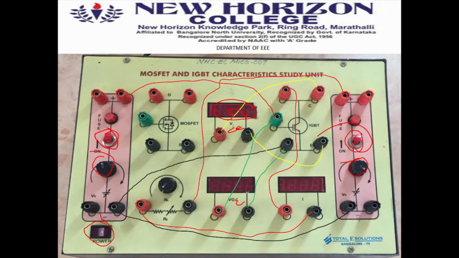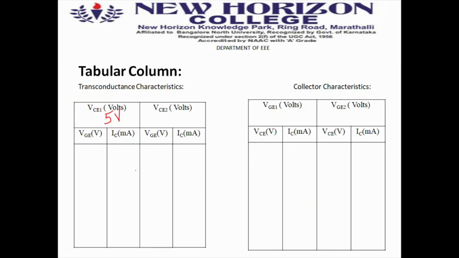We are switching on this particular switch. Then vary this voltage source. Initially it is at minimum, it is 0. So now note down the value. If it shows 0, just make a note of this value and then note down the value of current. It may show 0 or it may show the value of leakage current. Just make a note of this.